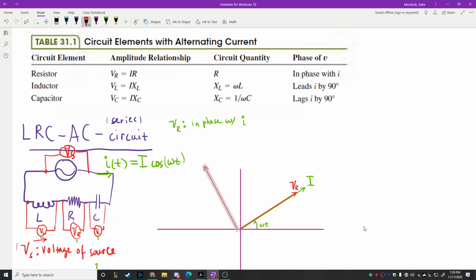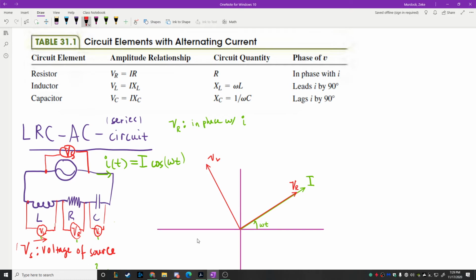It needs to be 90 degrees ahead, not only of the current, but also the voltage across the resistor, right? Because the voltage across the resistor is automatically in phase. So this is going to be at a 90-degree angle to both of them. That seems fine to me. And that's going to be the voltage across the inductor. All right. So one more.